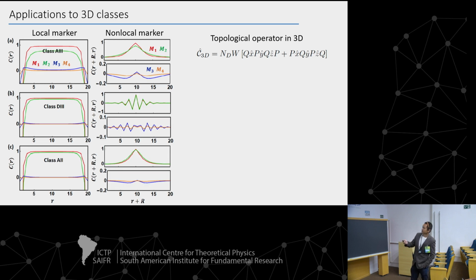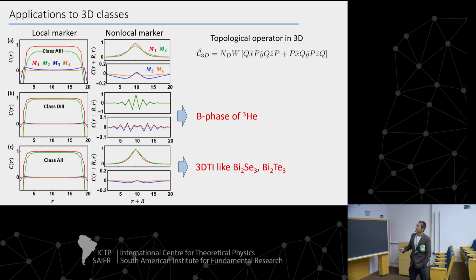And finally, coming to 3D, once again the features are all the same, and the topological operator in 3D looks like this. You have three position operators X, Y, Z, so you need to alternate it three times. So still it works. And in 3D, what we're using are the typical topological superconductors, namely the so-called B phase of helium-3, and class A2, right? As well as these 3D topological insulators like bismuth selenide or bismuth telluride. As you can see, it still works.